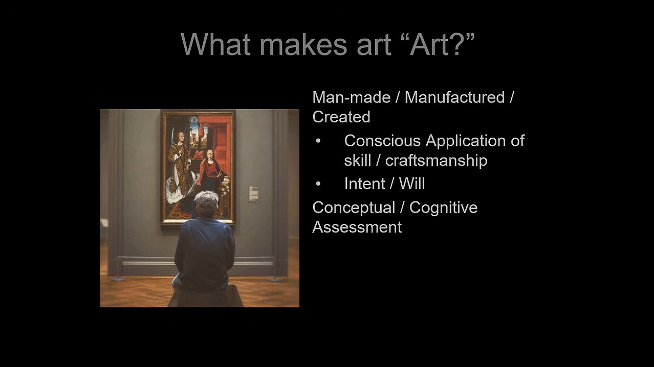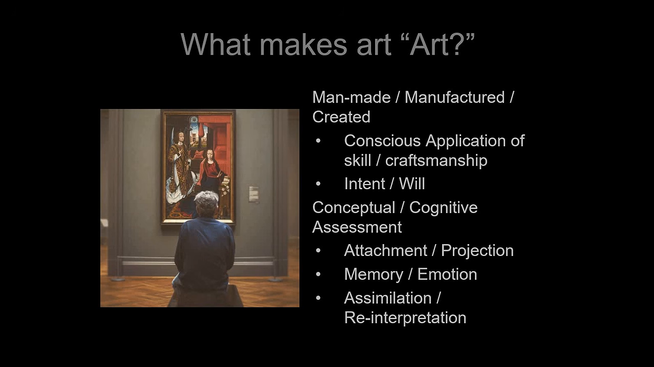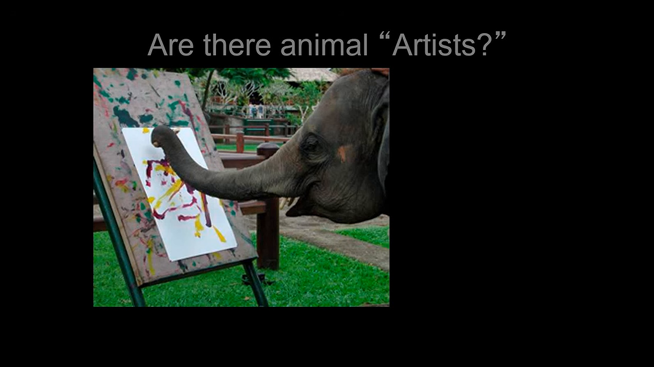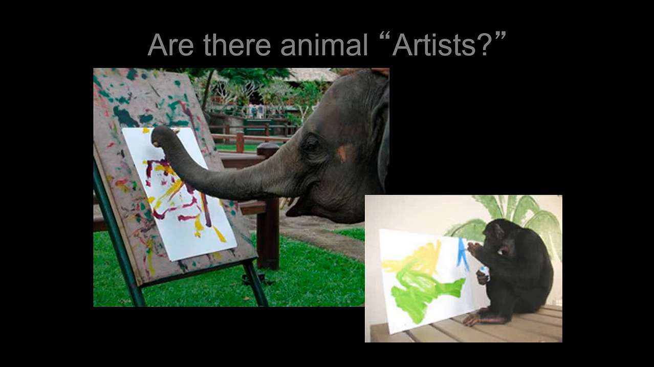But again, you can't have that intent and will until you have this ability to project attachment and meaning onto an inanimate object. And it has to do with things like memory and emotion, assimilation and reinterpretation of things. This ability to form attachments onto images and to project them onto inanimate objects is really interesting. Now here I think it's good to have a discussion about whether we're the only species in the world that actually makes art.